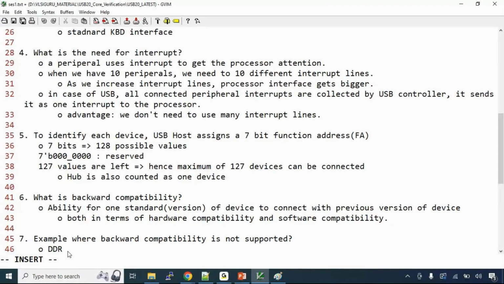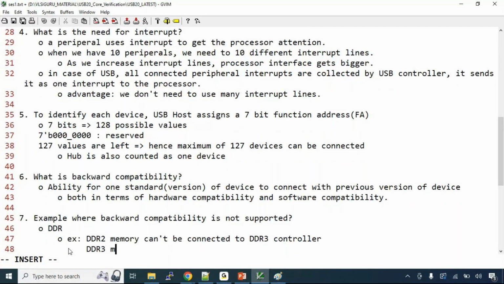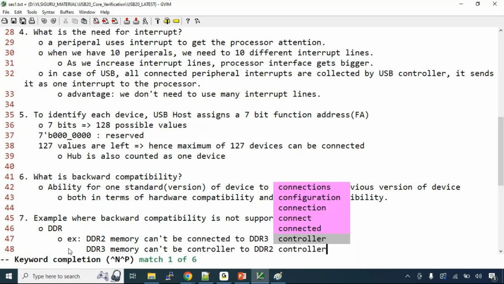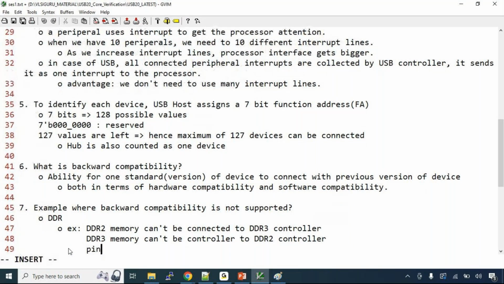That means what? DDR2 memory can't be connected to a DDR3 controller, and vice versa. DDR3 memory can't be connected to a DDR2 controller. All these possibilities are not there because the pin count differs. DDR2 has a different pin count, DDR3 has a different pin count, so they don't support each other at all.